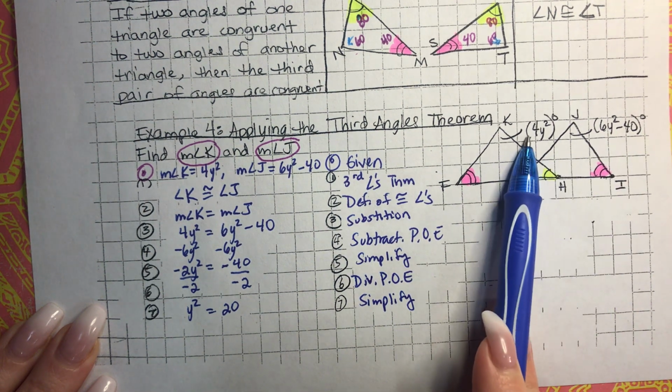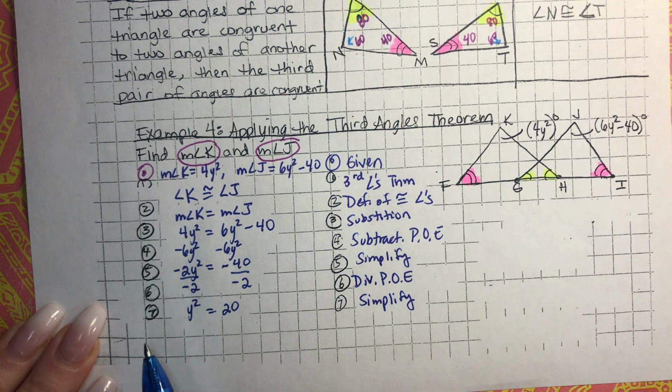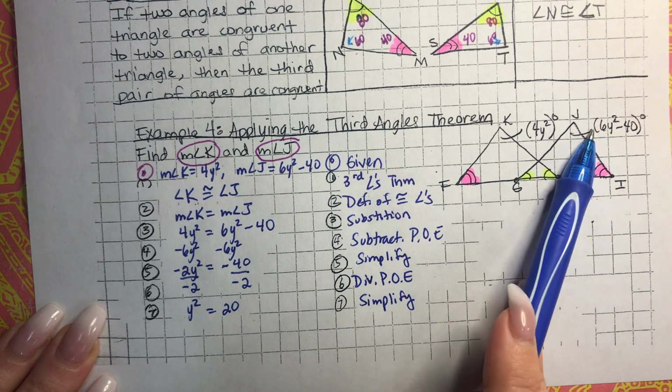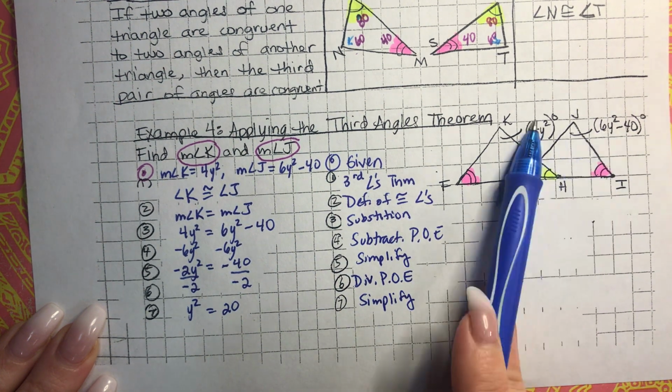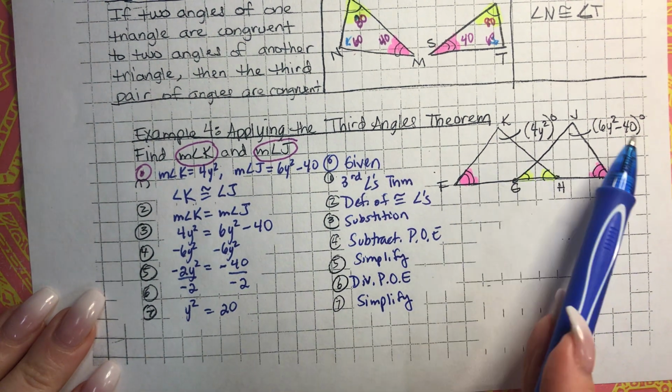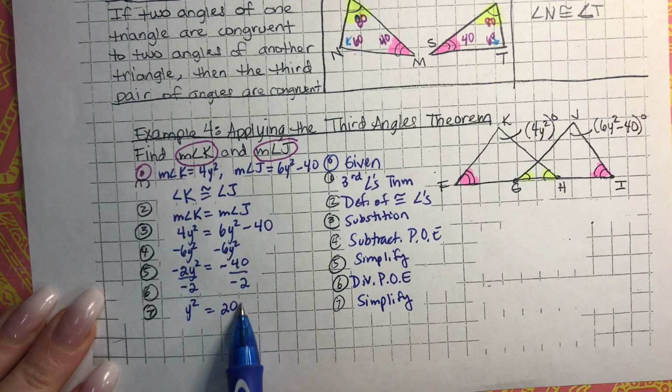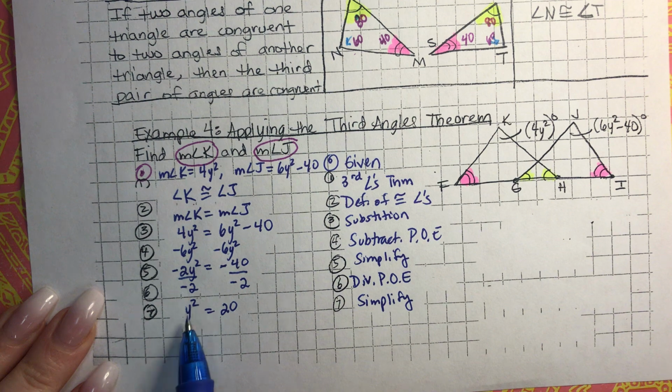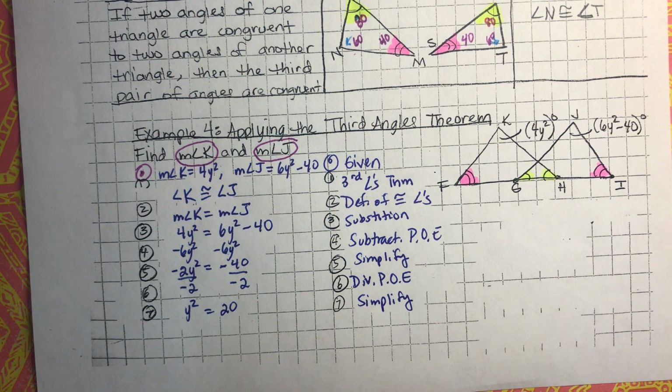So if it was like 4y, then we want to get y by itself, or if this was 6y minus 40 and it didn't have the squared, then we obviously have to figure out what y is. But since it's in terms of y squared, we're good right here. We don't have to determine what y is. We're okay just knowing what y squared is. And let me show you.